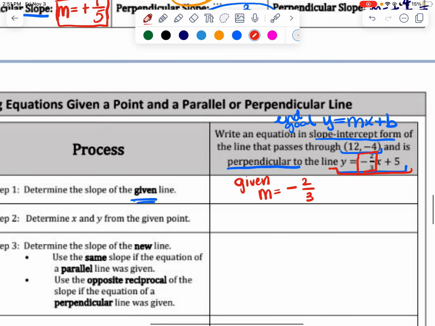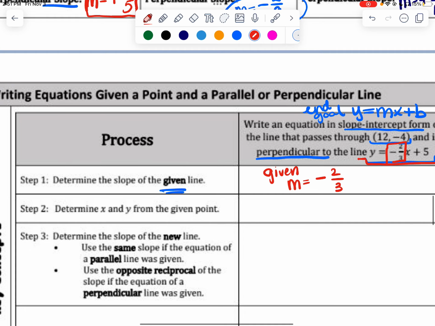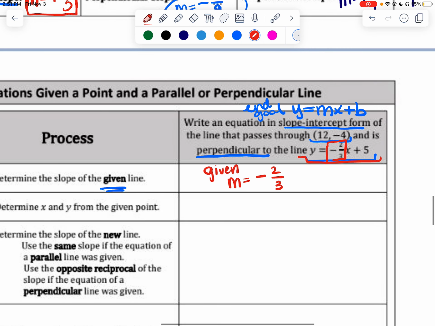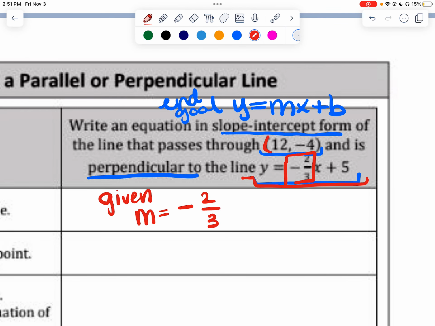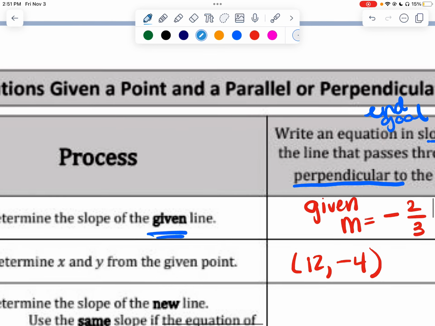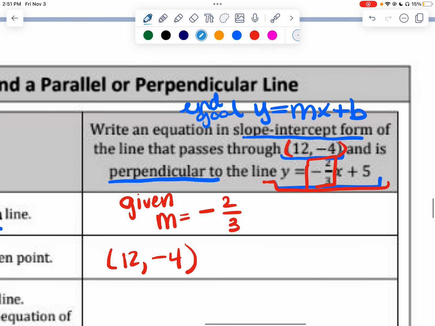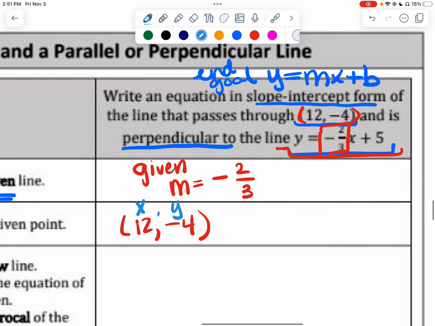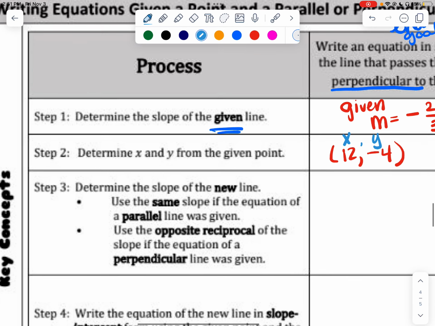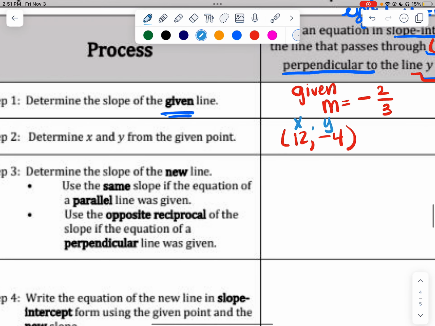Okay. Now I've got to determine x and y from the given point. My given point, pretty clear to see, is 12 comma negative 4. So now I've got to determine x and y. Well, I know x comma y, that's the order of points always. All right, step 3, that was pretty easy.